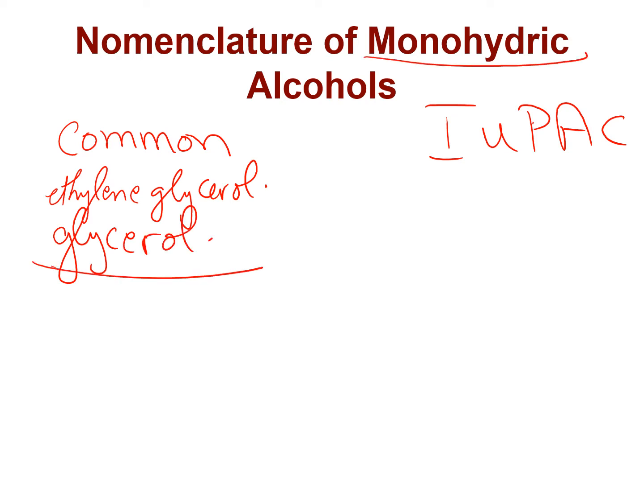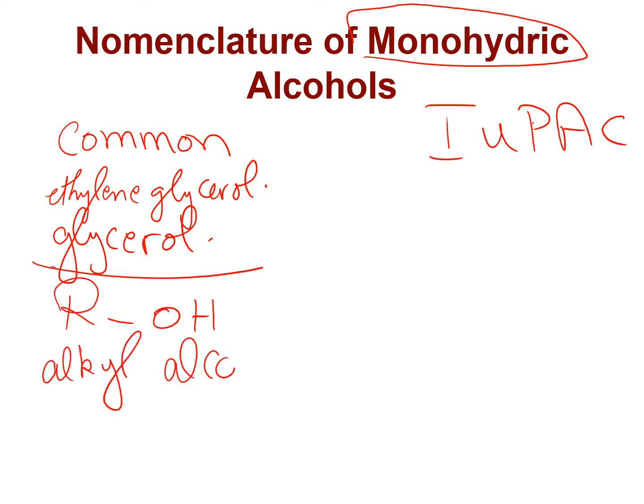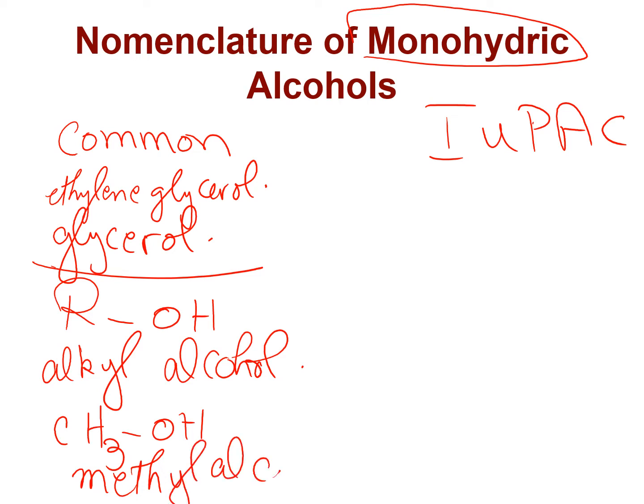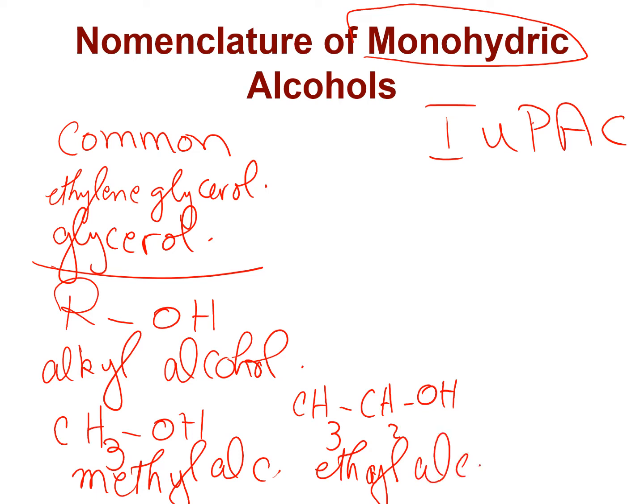How about if we are dealing with a monohydric alcohol? It will rely on naming the alkyl chain attached to the OH and then putting the word alcohol. So it's alkyl alcohol. For example, if you have one carbon, then this is methane. It's going to be methyl alcohol. If it's two carbons, then this is ethane. We say that this is ethyl alcohol, and so on.